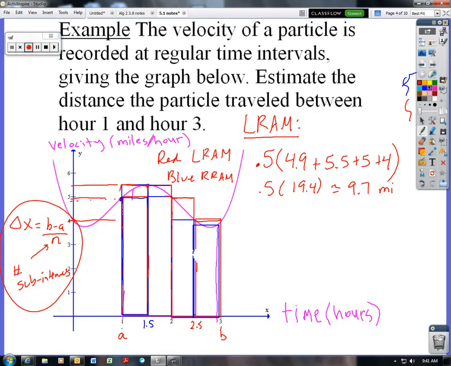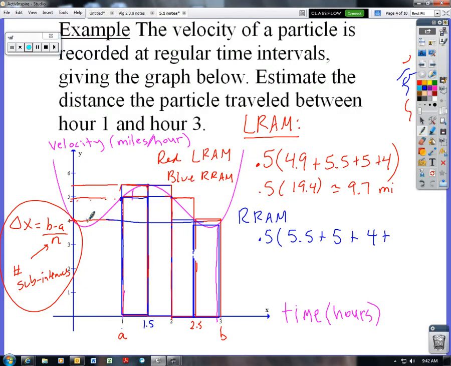Okay, I'm going to switch to blue. And we'll do our RRAM. So again, the width of each rectangle is 0.5, and then I just need my heights from the right-hand sides of these. So on this one, I'm going to come up. That one's about 5.5. The second rectangle is at about 5. Third rectangle is at about 4. And the fourth rectangle is about 4 also.